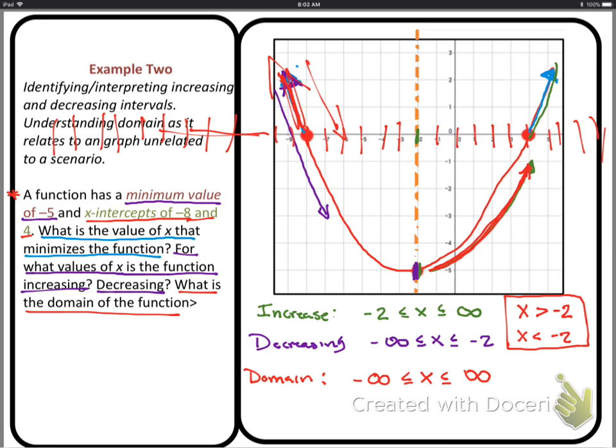There aren't any situations that are given to us where it would restrict our domain. There's no context to this parabola. So the domain doesn't ever stop. The parabola never stops.